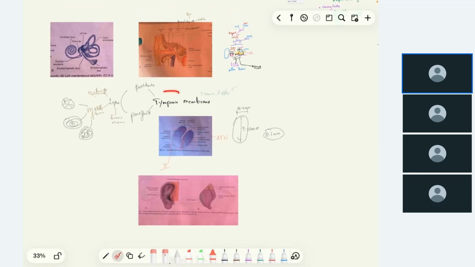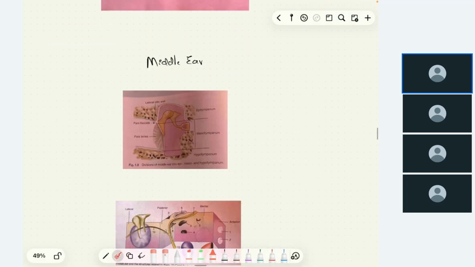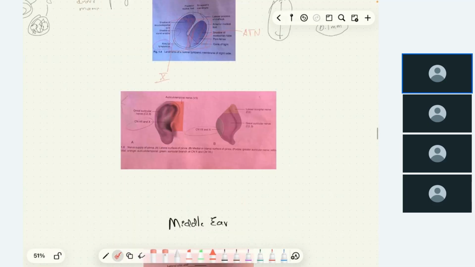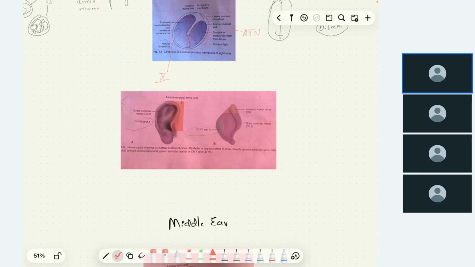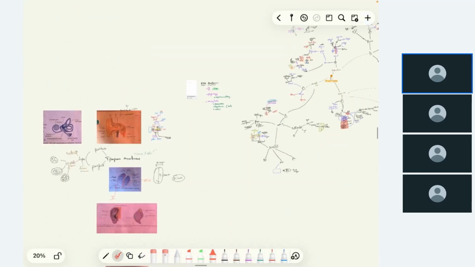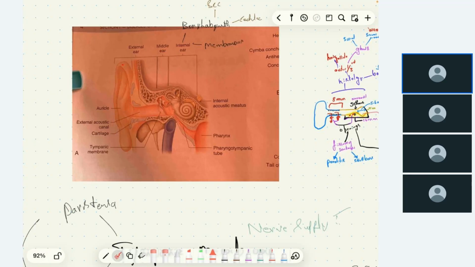I hope all of you understood. Let's proceed to the next topic of discussion, that is the middle ear. Before that, I will mention the nerve supply of the pinna, which is frequently asked as a 3-mark question. The pinna, which is part of the external ear, has the helix, antihelix, concha, tragus, antitragus, and so on. Please go through it once.